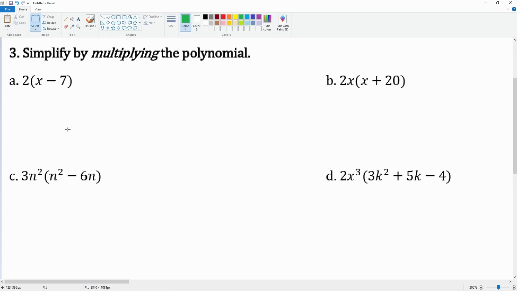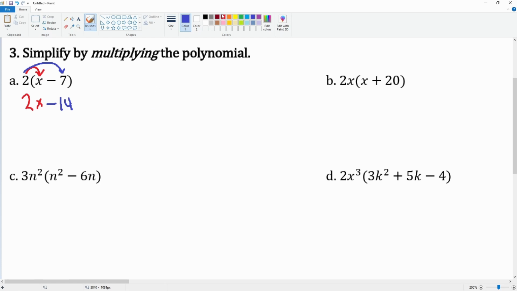Number 3 here, you're going to simplify by multiplying the polynomial. This looks like a traditional monomial in front of a parentheses. So, like before, we're just going to distribute. Okay? So watch how I color code it, right? The 2 times the x, that's going to become 2x. And then the 2 times -7 becomes -14.